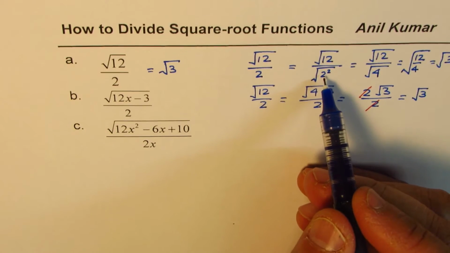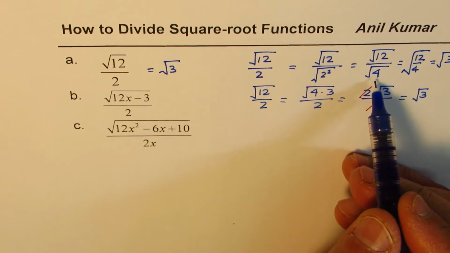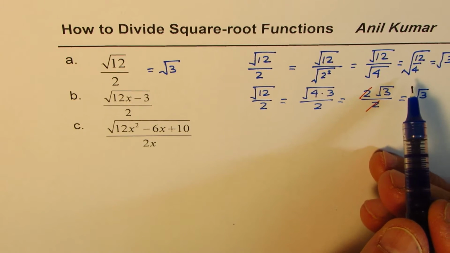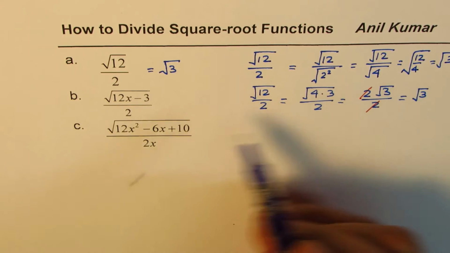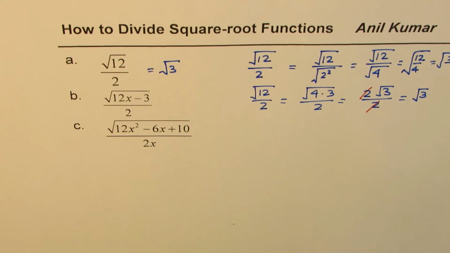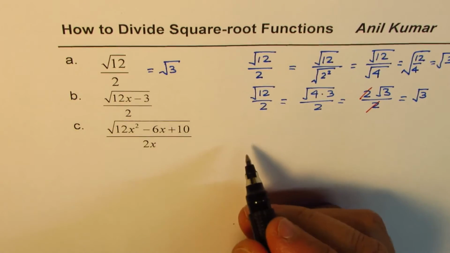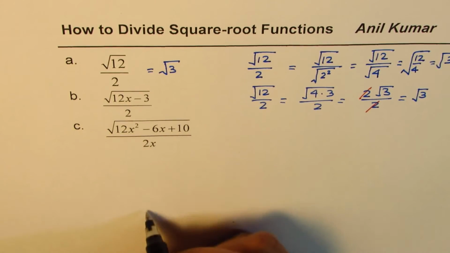And this strategy of taking 2 inside the square root with a square works. You get an idea, right? So this strategy works, and that is what I'm going to use in solving these questions. Correct? So now let's begin with the second one here. So I hope the concept is clear, right? Okay.